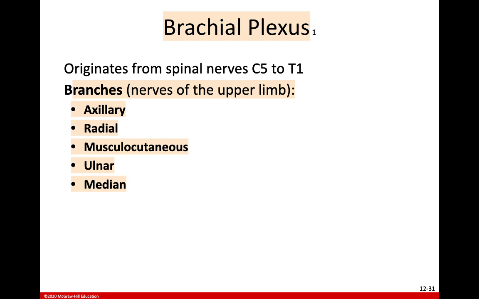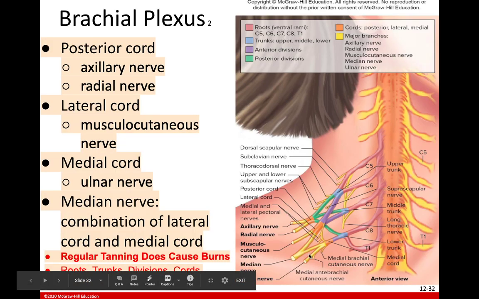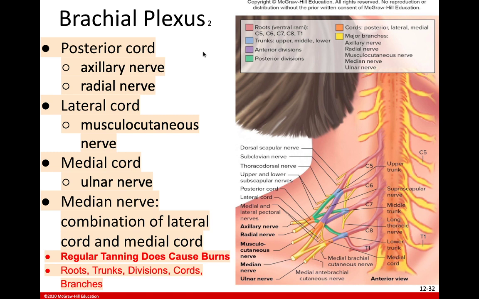That's the axillary, radial, musculocutaneous, ulnar, and median. And this is your brachial plexus. Again, it has different cords. What we need to remember are the different divisions of the brachial plexus: the roots, trunks, divisions, cords, and branches. To remember that, it's regular tanning does cause burns. Roots, trunks, divisions, cords, branches. Regular tanning does cause burns.